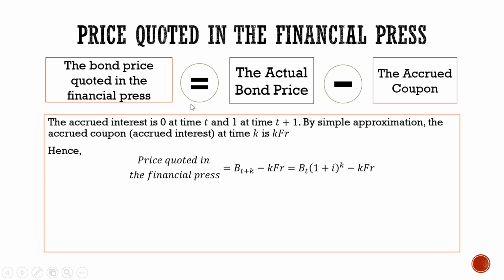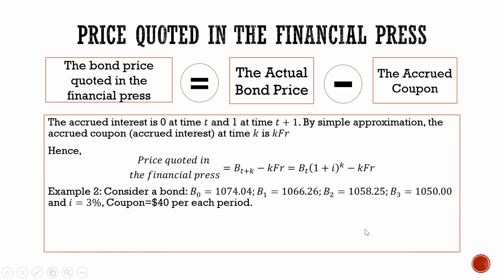So that means in the second type, price quoted in the financial press, the coupon also should be approximated, not using the whole coupon. Example, consider a bond B0 as the bond price at time 0. So the bond price at time 0 here is given as 1074.04. At time 1, the bond price is 1066.26. At time 2, 1058.25. At time 3, 1050. And interest is 3%. The coupon is $40 per each period.